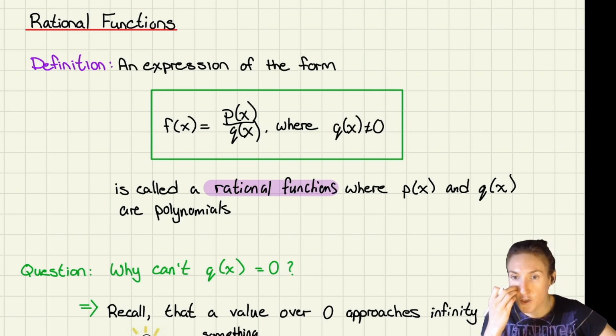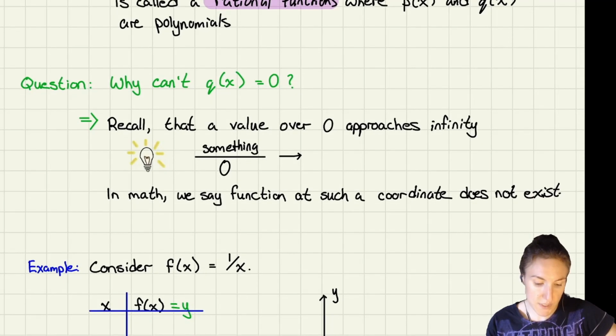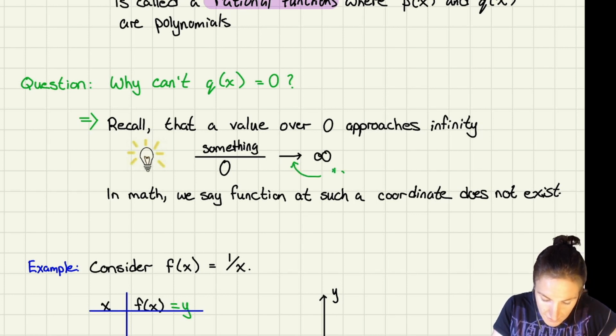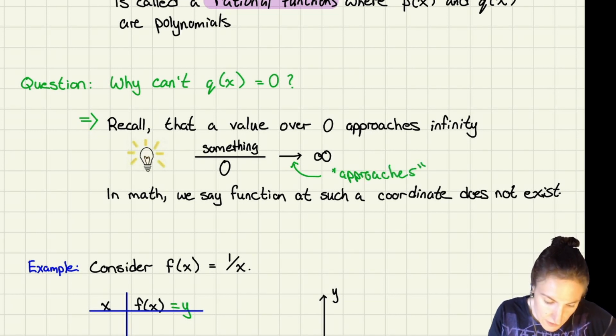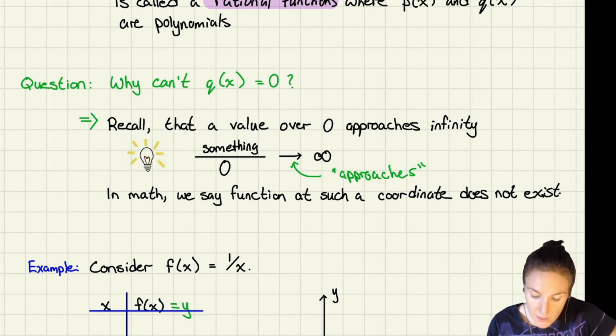Now, why can't our q be equal to 0? Recall from last week, we were saying that if we had some value, it could be a constant or it could be a function, but whatever it is, if we have this being divided by 0, that value approaches infinity. Now remember, infinity is a concept, it is not a number. And this little arrow sign here means approaches. In math, we say when a function approaches infinity, at that coordinate, it does not exist.